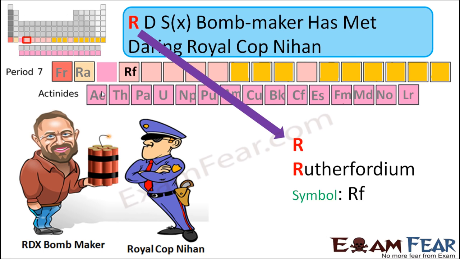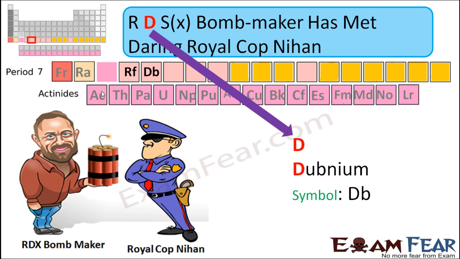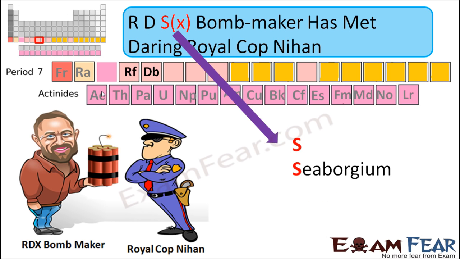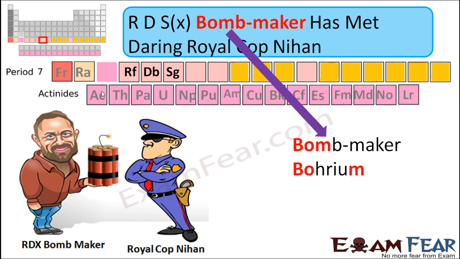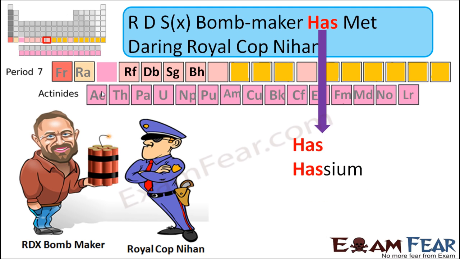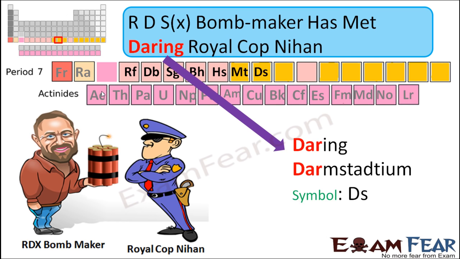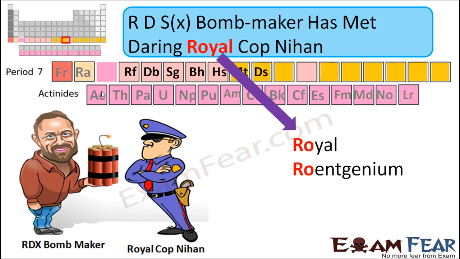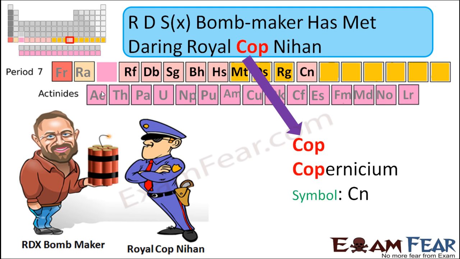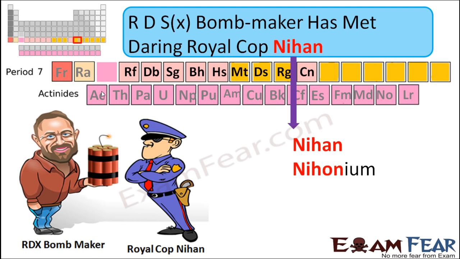Here R reminds of rutherfordium with symbol RF, D for dubnium with symbol DB, S for seaborgium, bomb maker reminds of bohrium, has for hassium, met for meitnerium, daring for darmstadtium, royal for roentgenium, cop for copernicium, and Nihan for nihonium.